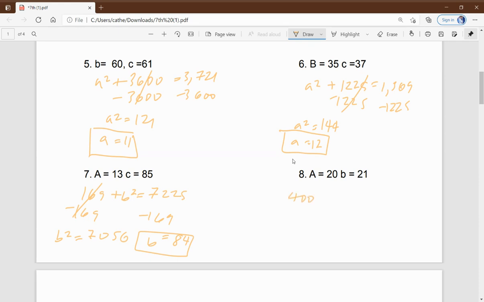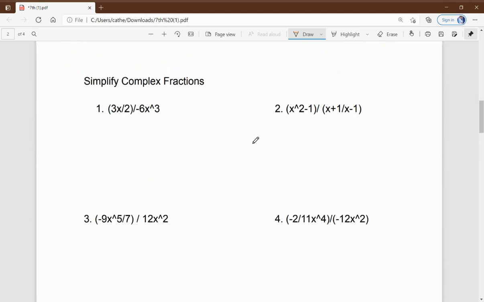Okay, 400 plus 21 times 21, which is 441, equals c squared. So 841 equals c squared. So c would just be the square root of 841, which is 29. Okay? That was the Pythagorean Theorem.